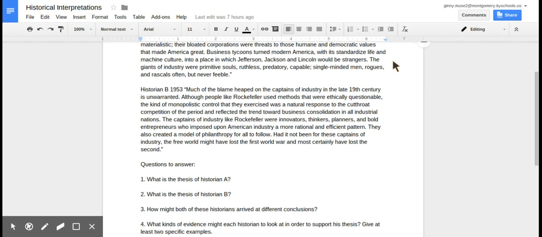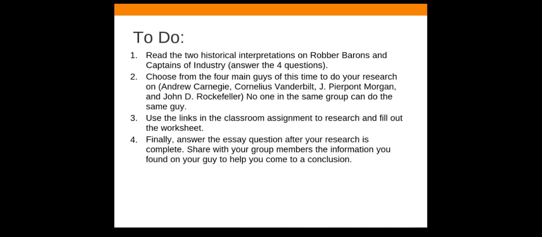And it's a very easy assignment. There's only 4 questions, but I just wanted to get you to have a better understanding of the difference between the 2 people before you start your research project, so you know what to pick for your person. So after you have finished the historical interpretations, you're going to choose from 4 guys to do your research on: Andrew Carnegie, Cornelius Vanderbilt, J. Pierpont Morgan, and John D. Rockefeller. Now, within your 4-person group, nobody can do the same person.